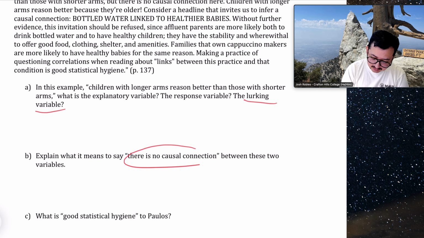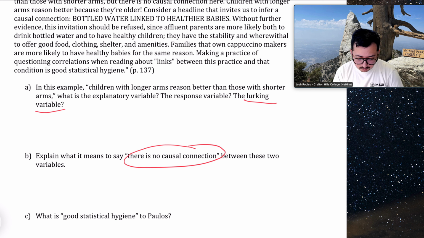Just to clarify some of these phrases here. There is no causal connection, right? Does one variable properly explain the other and cause it? That is not something that we can determine with just our methods right now of calculating correlation and looking at a scatter plot. So that's the idea. One will not necessarily be the cause of the other.